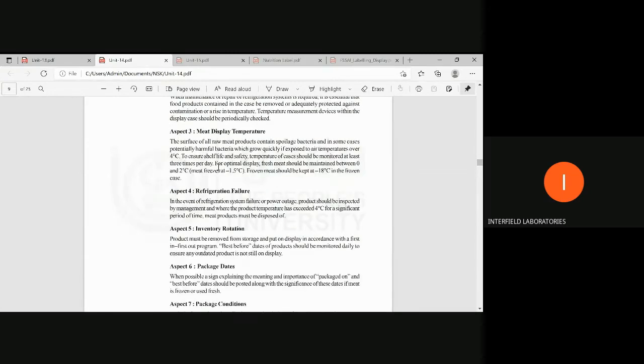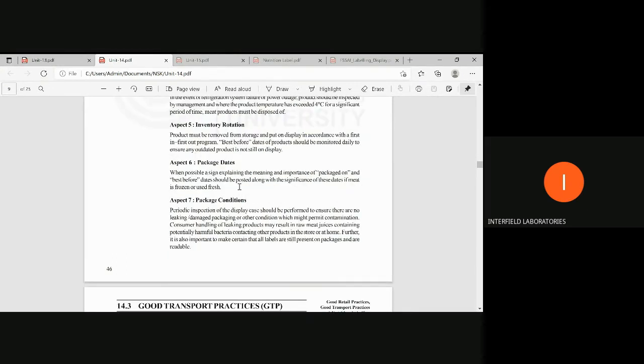In the event of any refrigeration system failure, product should be inspected to see whether the product temperature has exceeded 4 degrees Celsius for a significant period of time. So in that case, the meat product should be disposed of.